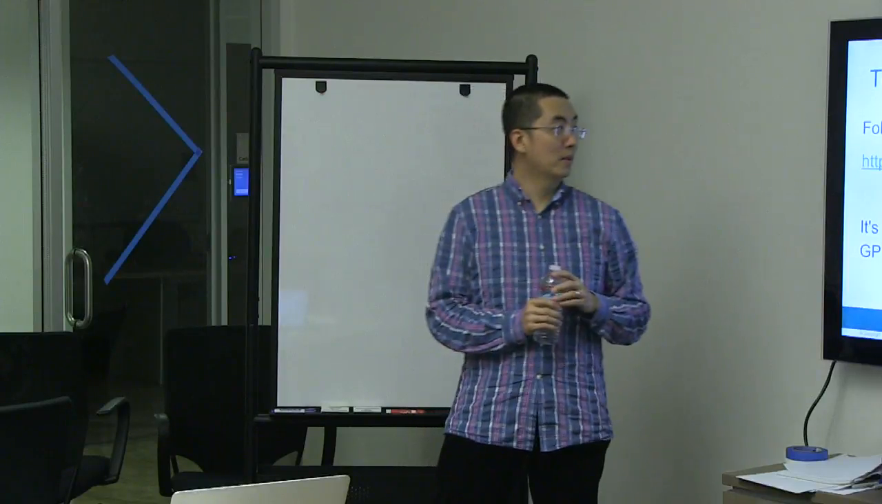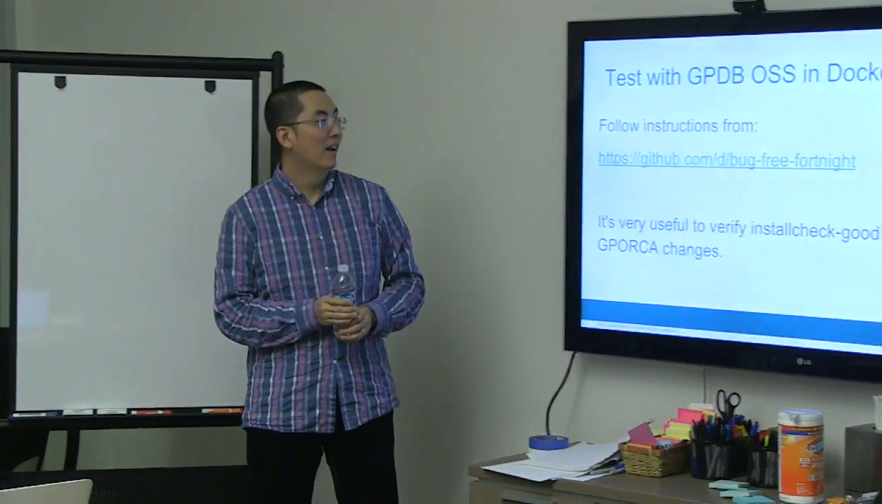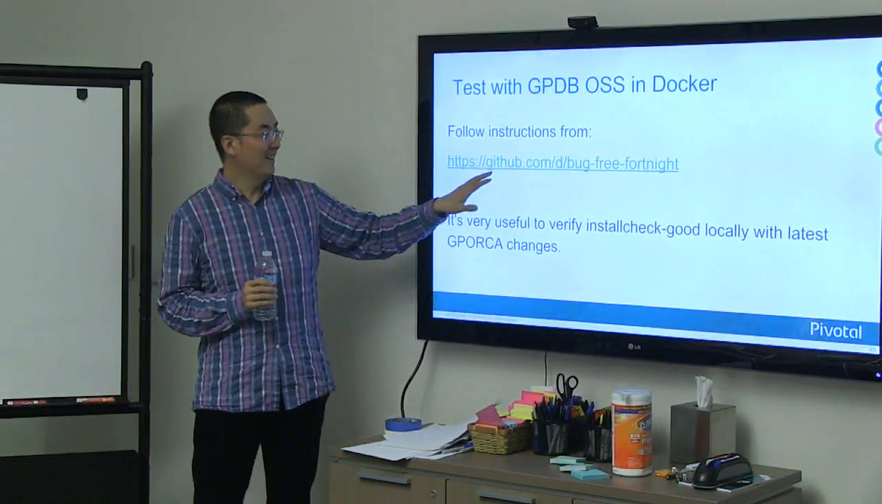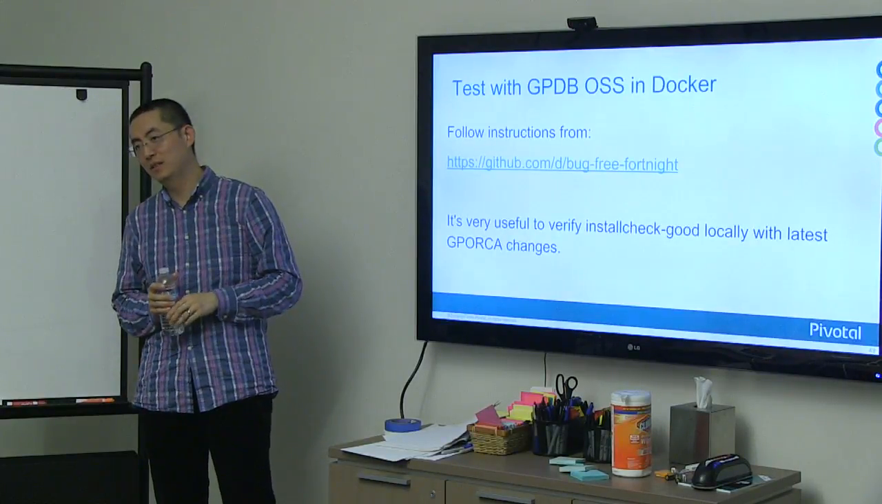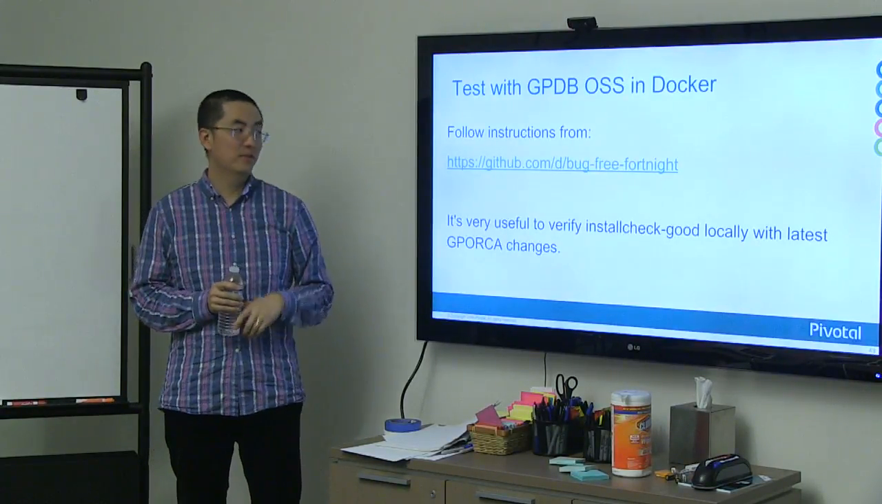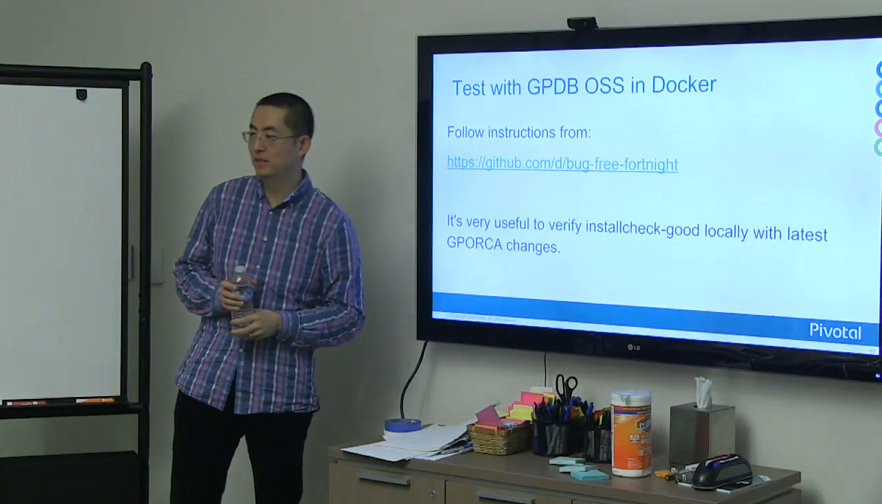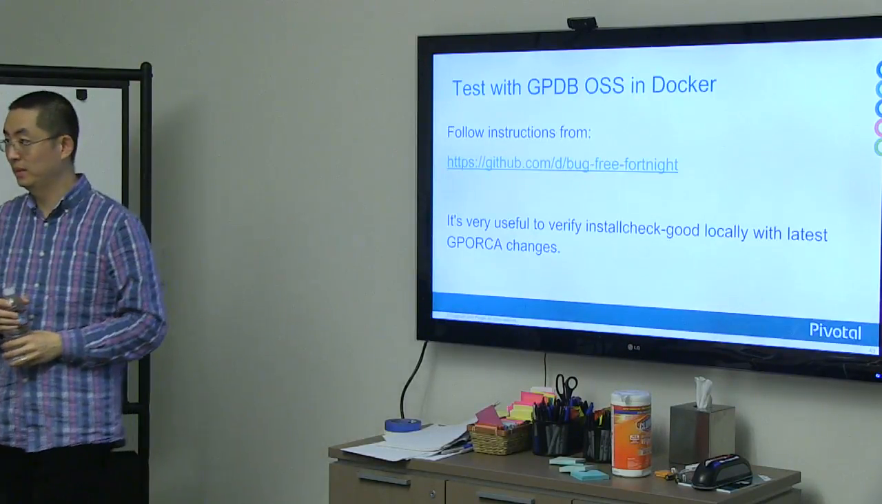And the other thing, remember, there's an integration test at the end of the pipeline. Thanks to Jesse here. You can go to GitHub and go to this location, and actually you can run a GPDB in Docker with the version of the GPORCA you're building, and that will run through a bunch of IC install check good tests to make sure it works well with the GPDB.